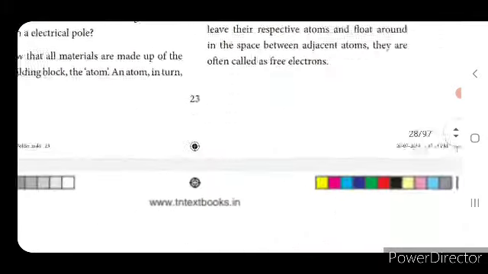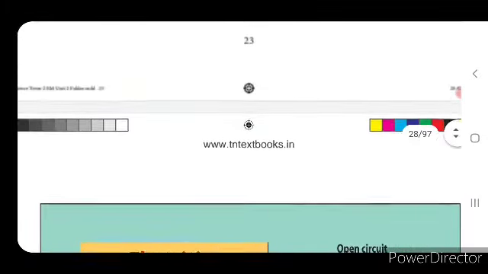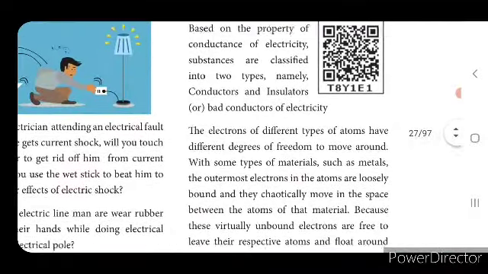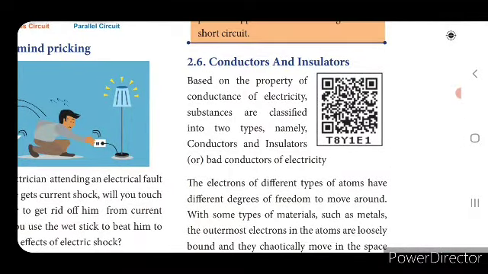Okay children, so the next one, what is an insulator? The substances which do not allow electric current to pass through them, we call those insulators.